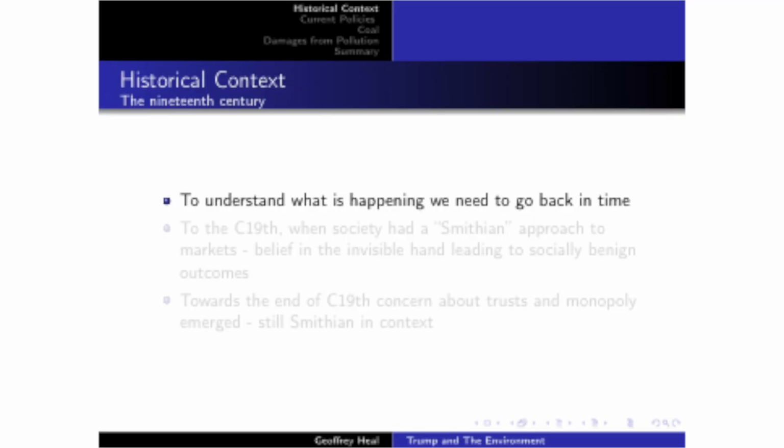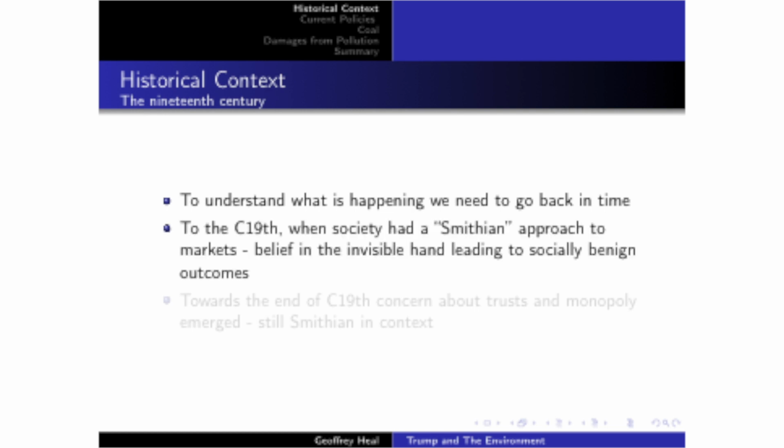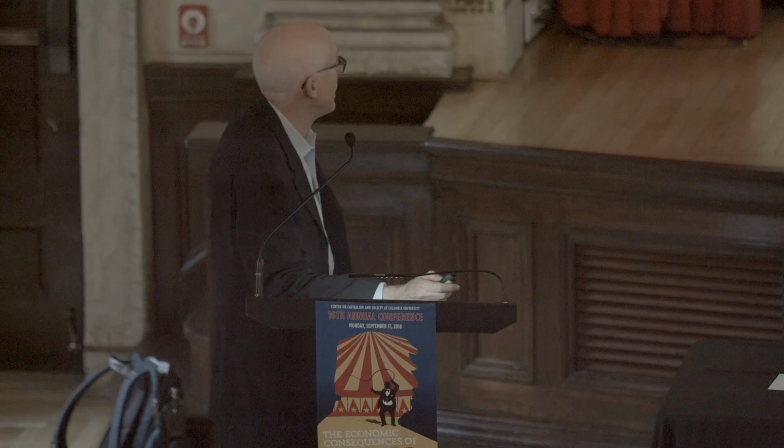To do that, I need to take a historical perspective, try to look at environmental policy in a historical context. We need to go back in time to the 19th century, to a time when we believed strongly in the Smithian approach to economics and to economic policy making, when we believed that the invisible hand was real and really did lead to socially benign outcomes.